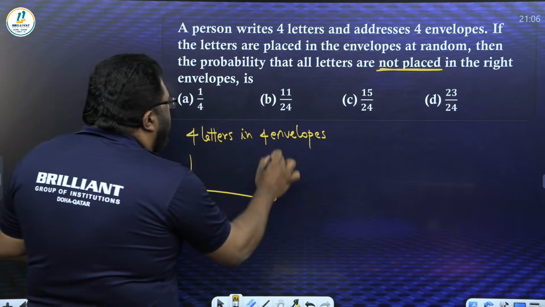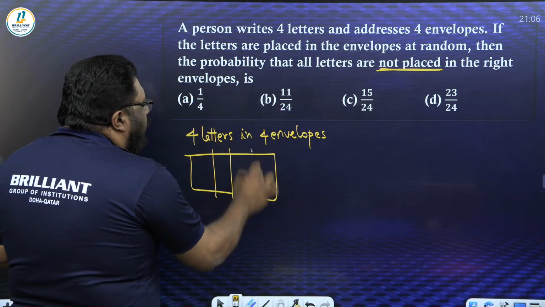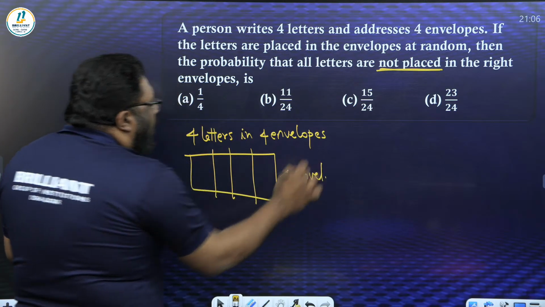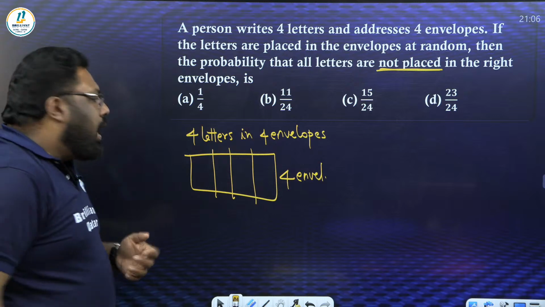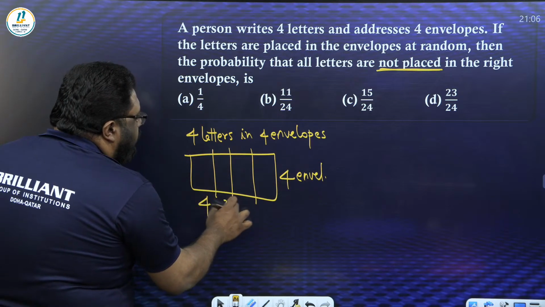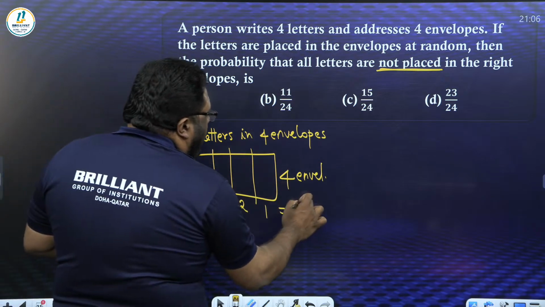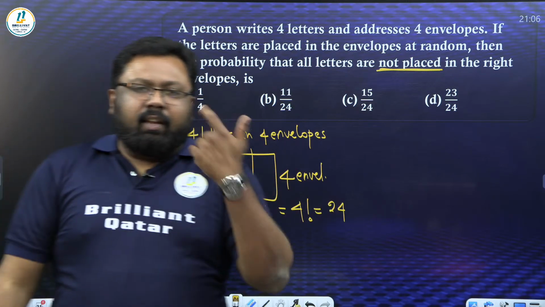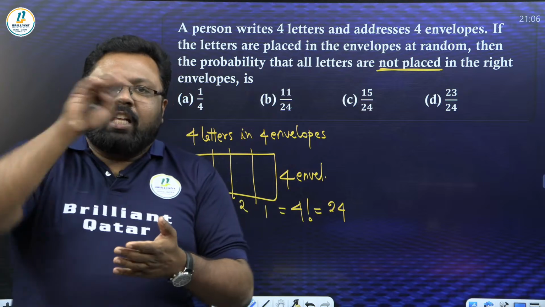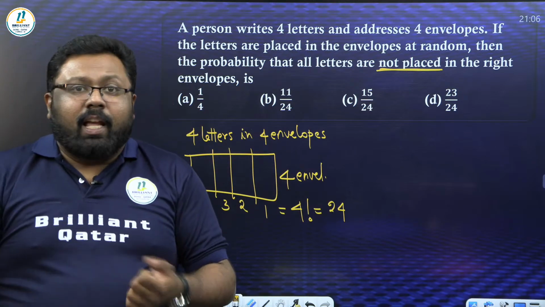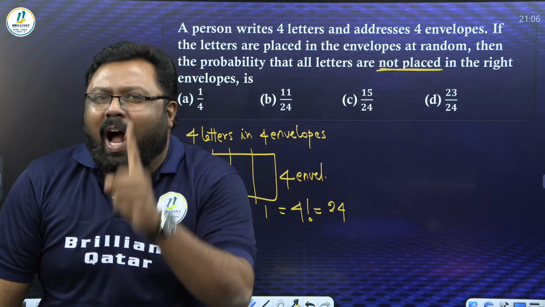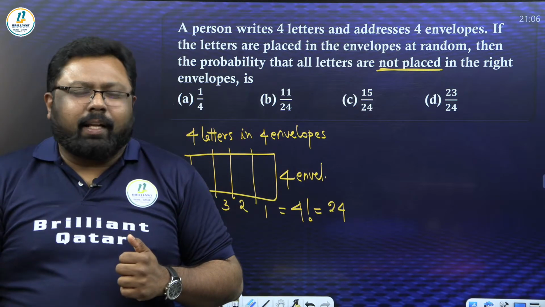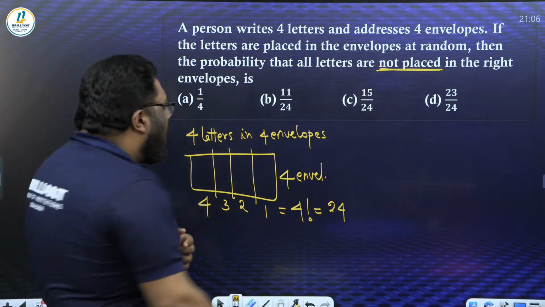Just imagine the 4 envelopes are 4 boxes. These are the 4 envelopes, and I want to put the 4 letters in these. In how many different ways can I do it? 4 ways, 3 ways, 2 ways, which is actually 4 factorial, 24 ways. There are 24 ways in which I can pack these 4 letters in 4 different envelopes, in which there is only one way that is going to be the right envelope and the right letter. Correct?